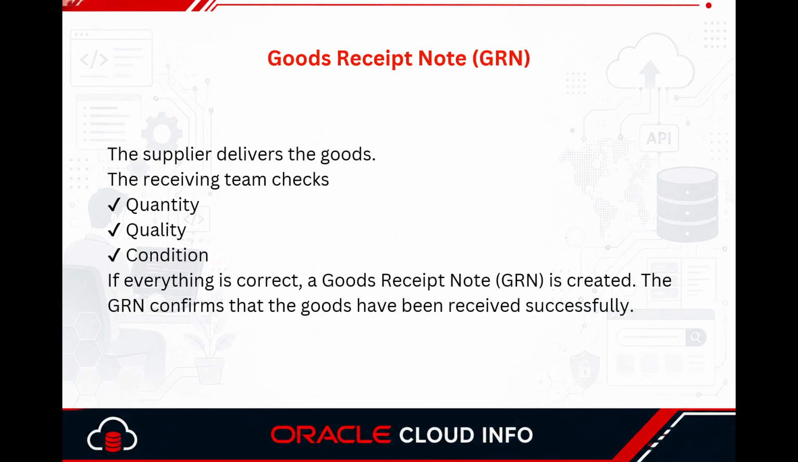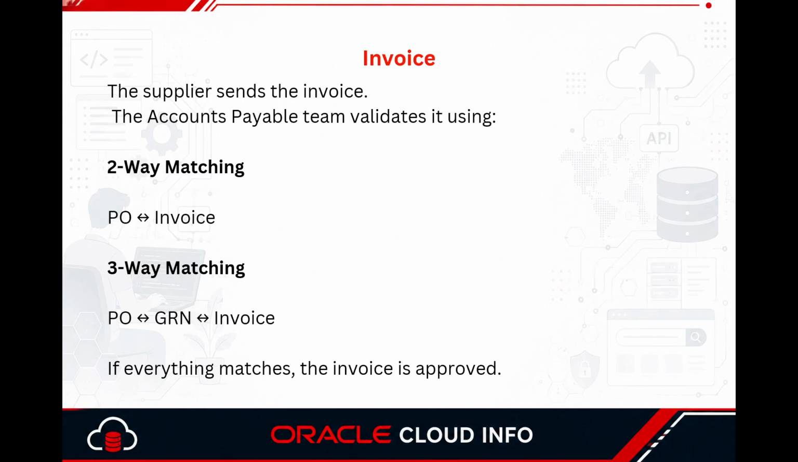If everything is correct, then the GRN is created. The GRN confirms that the goods have been received successfully. There is no issue with the items.